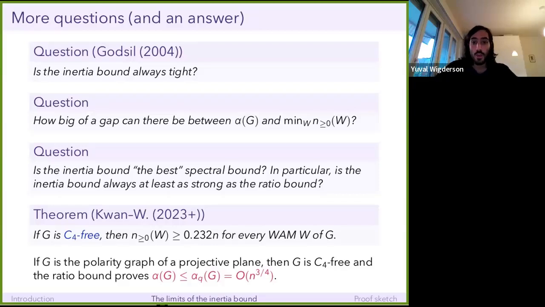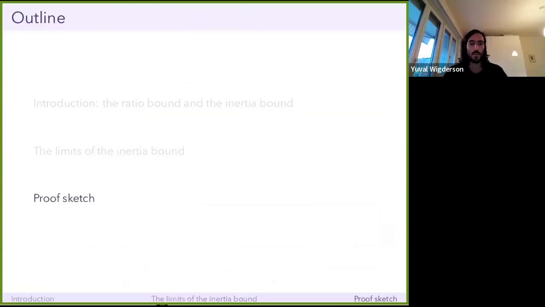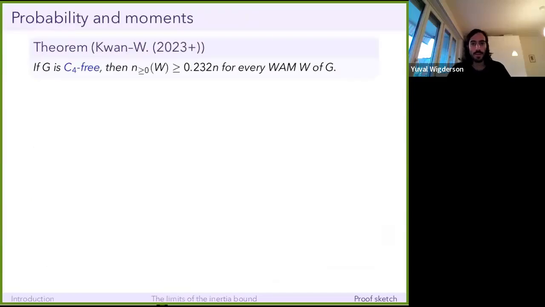Okay. So the rest of the talk, I just want to spend proving this theorem. So that's what we're going to do from now on. Again, the theorem we're trying to prove is: if I have any C4-free graph and I have any weighted adjacency matrix of it, the number of non-negative eigenvalues is at least 0.232 times n.